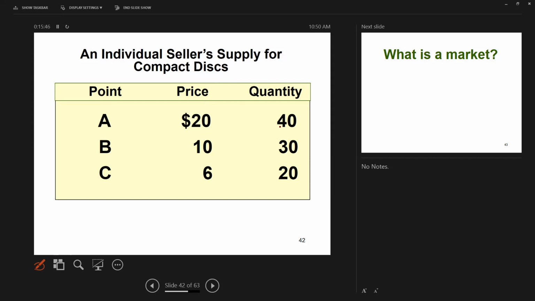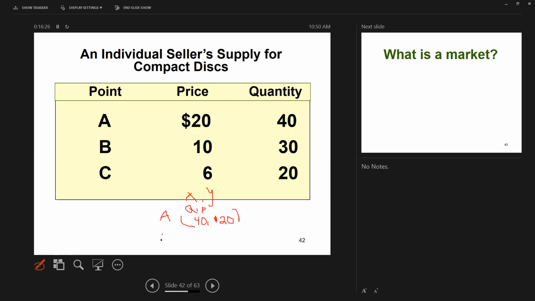And they'd say 40. Okay, so this point A here, you take the X value and the Y value, that's where it gets its name. Its X value is its quantity, so we're going to say Q first. And then its Y value is the price. So point A here is going to be 40 CDs per month, comma, at a price of $20.